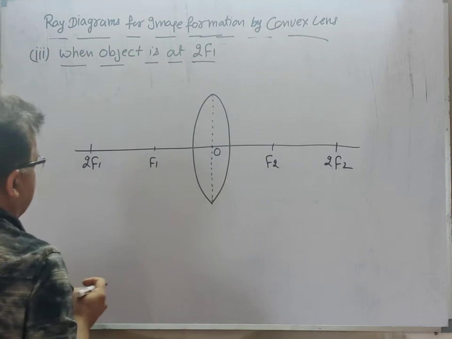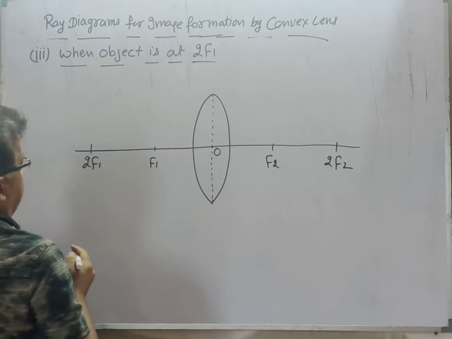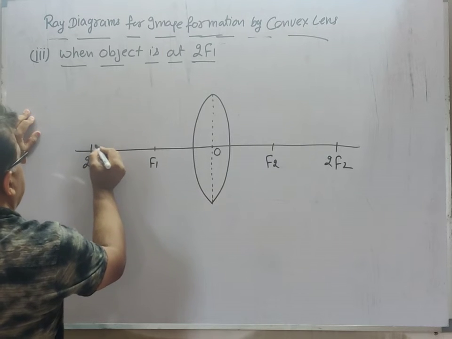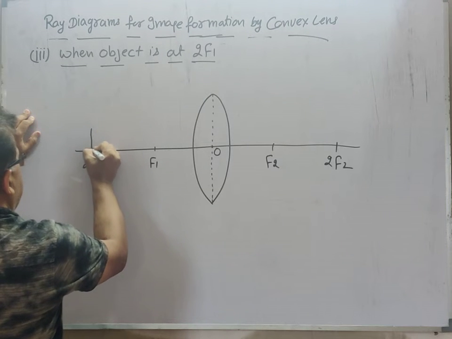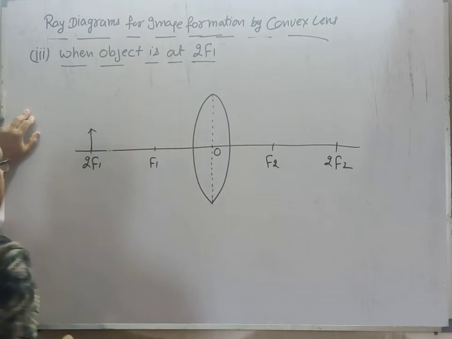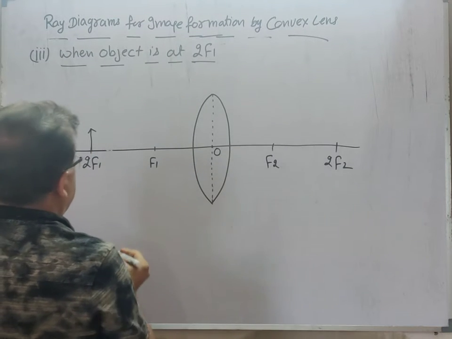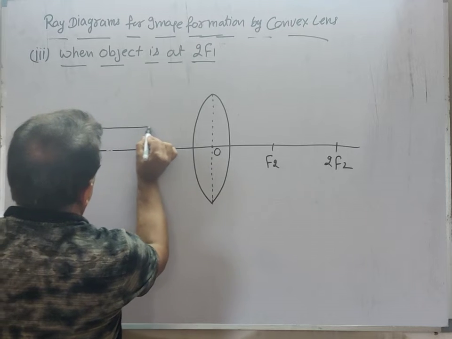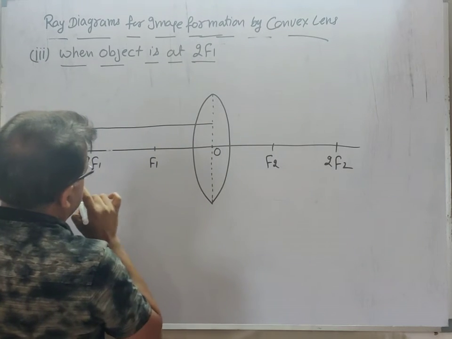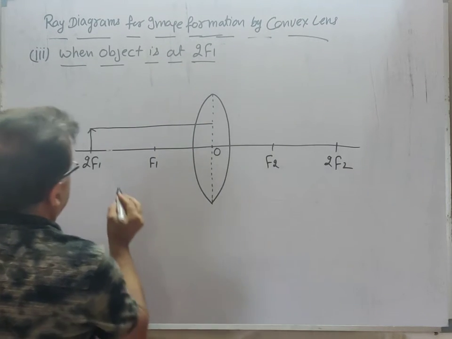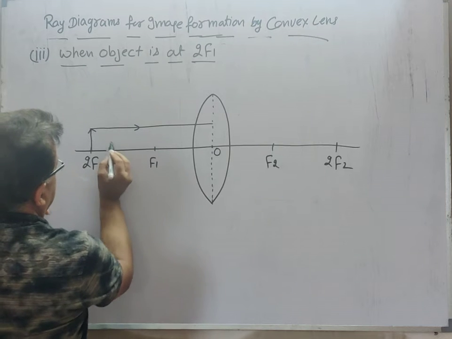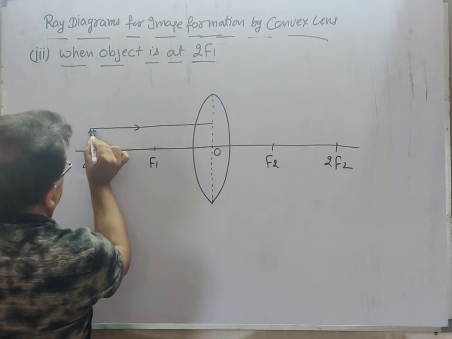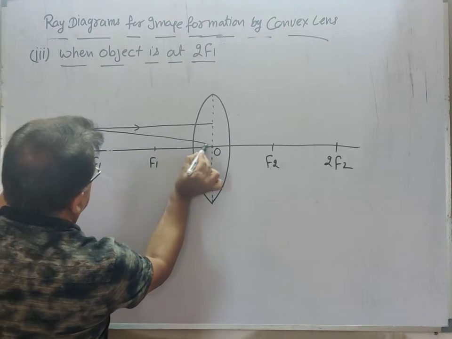Now when the object is at 2F1, we shall show one ray passing parallel, and this is the incident ray, and another ray passing through the optical center.